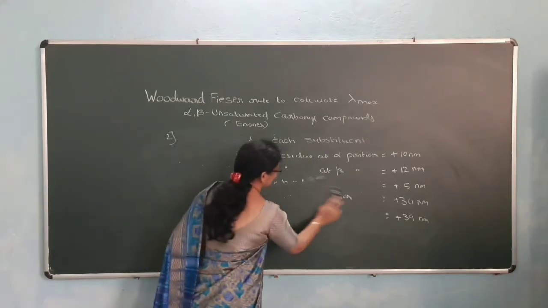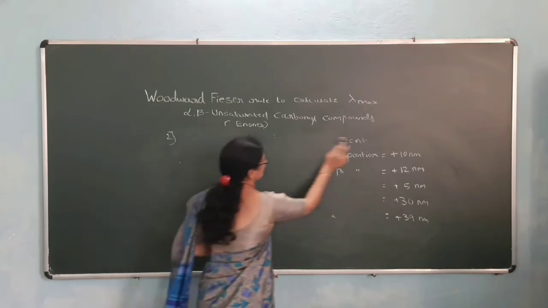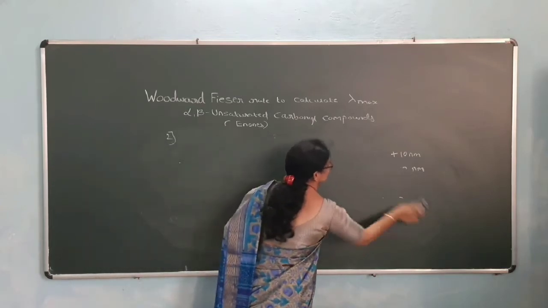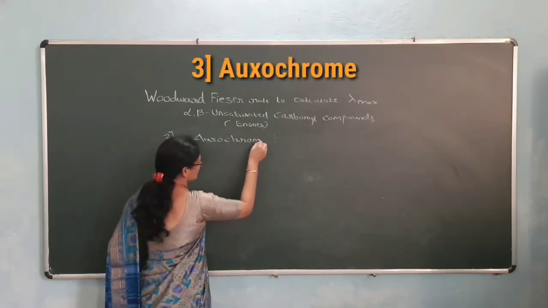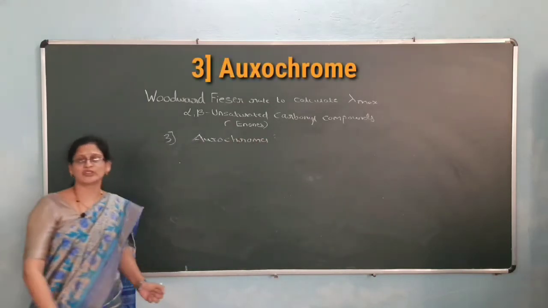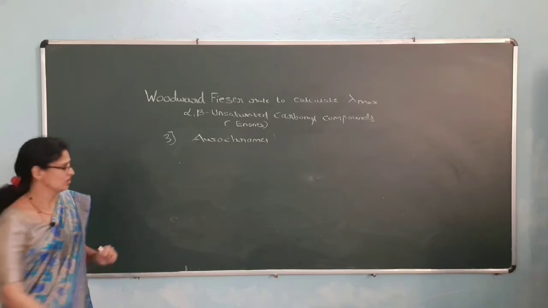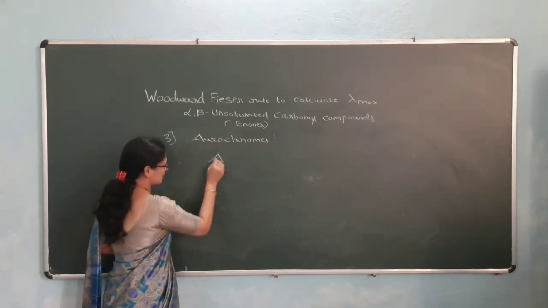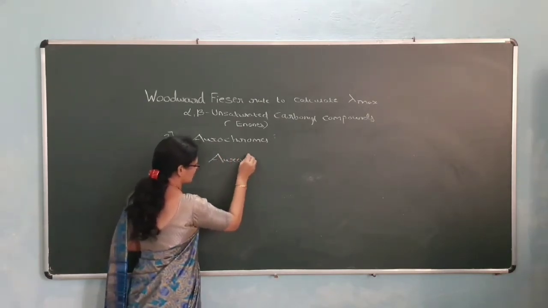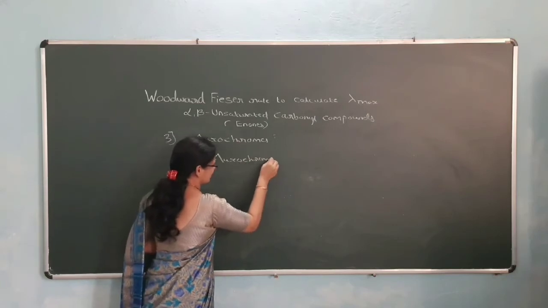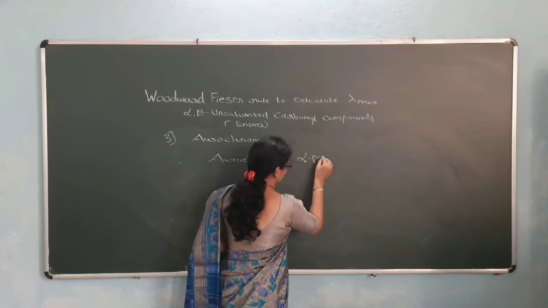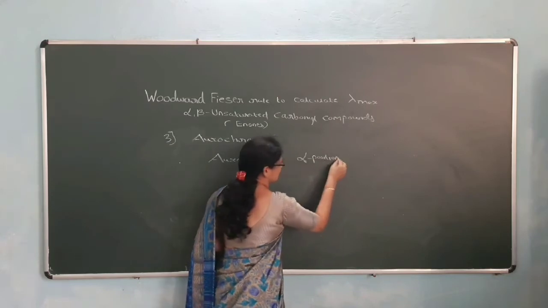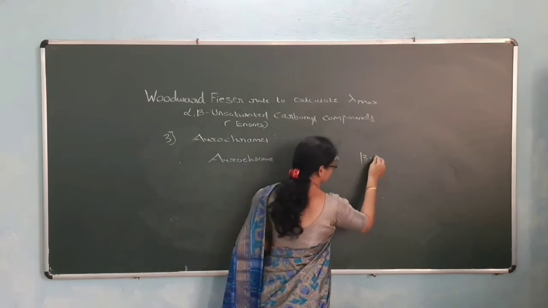You have to check whether an auxochrome is present or not. Each auxochrome has a value. The auxochromes may be present at the alpha position or beta position. So we'll make a column here: auxochromes, then at the alpha position or beta position.